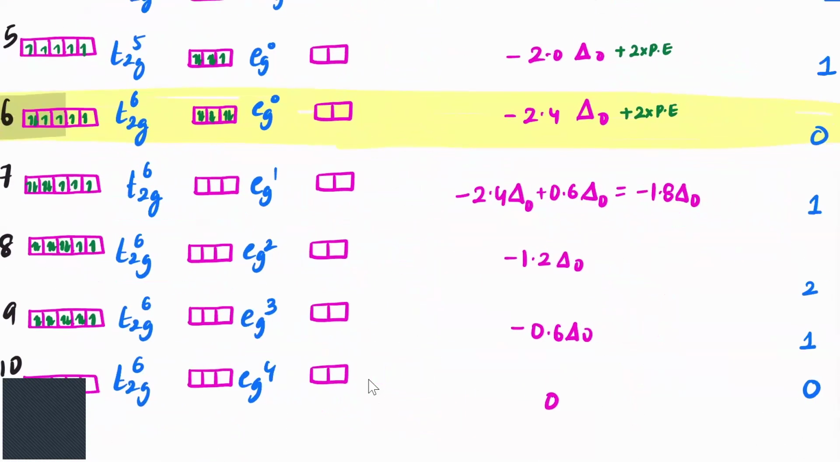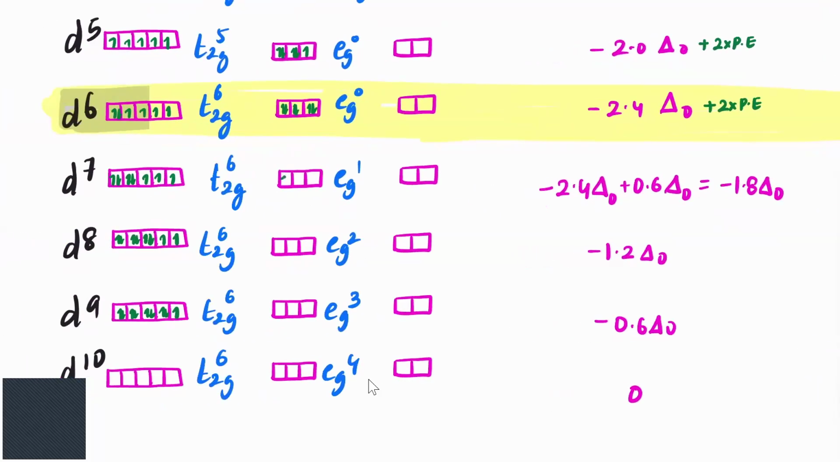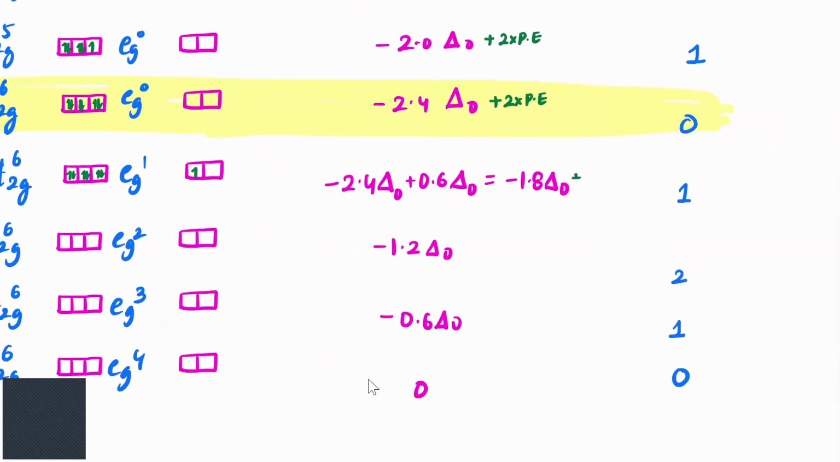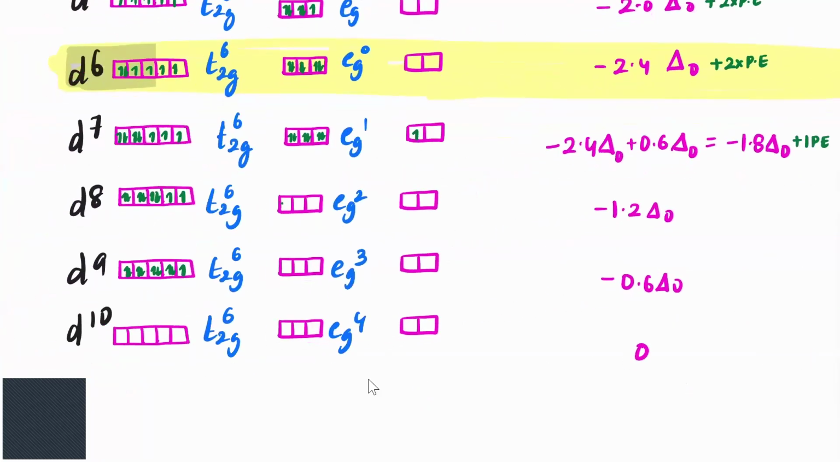Now, from here onwards, you will not have any change in the number of pairs. Originally we have six pairs, correct? Six pairs here, so one electron coming here means only one extra pair has been developed, correct? Eighth onwards, you will see the number of pairs is the same.